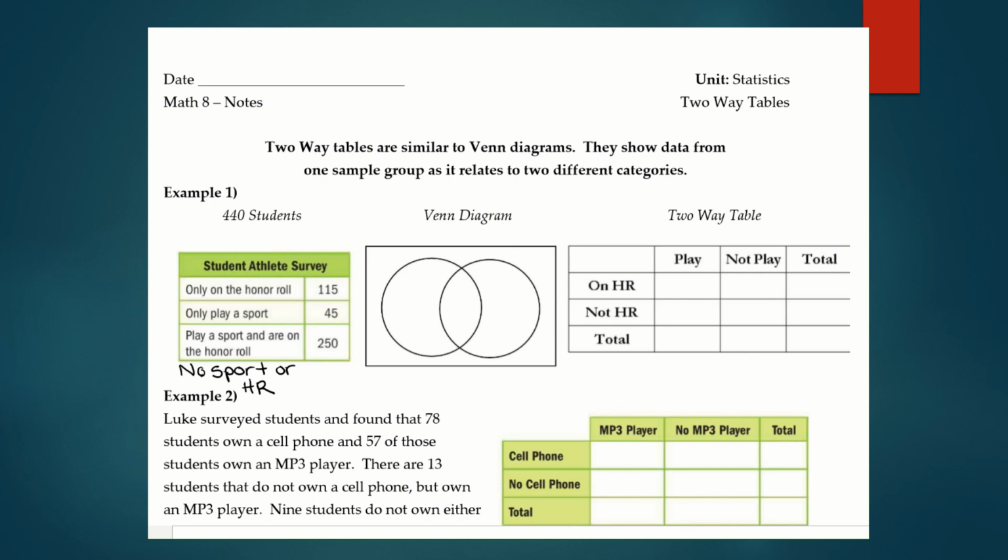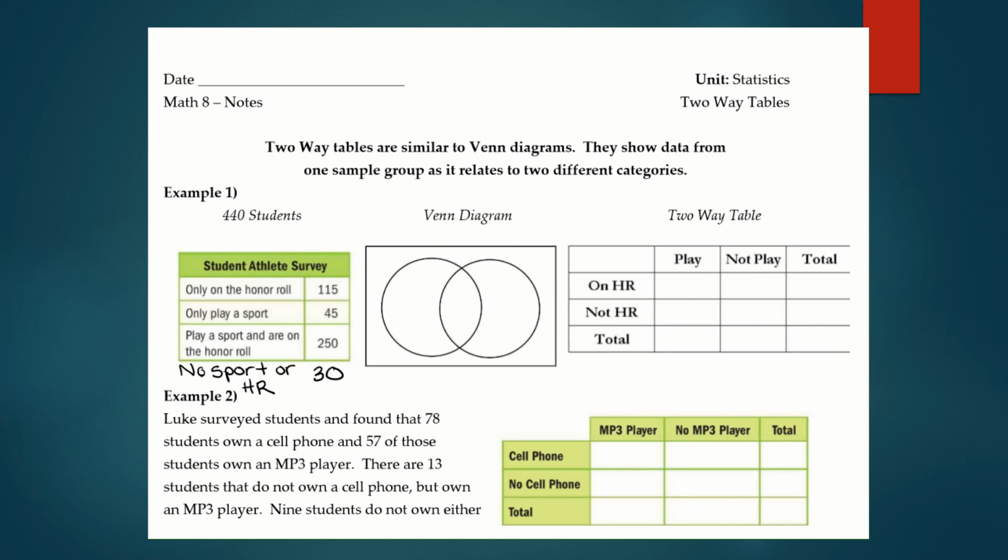So remember, we're looking at a sample group of 440 students. Now, if 115 of those students are on the honor roll only, 45 students play a sport only, and 250 do both, that brings us up to 410 students, but we sampled 440. So if 410 occupy those first three categories, then 30 students don't fall into either. So 30 students don't play a sport and they're not on the honor roll. That's something we have to keep in mind so we can accurately fill in the rest of our information.